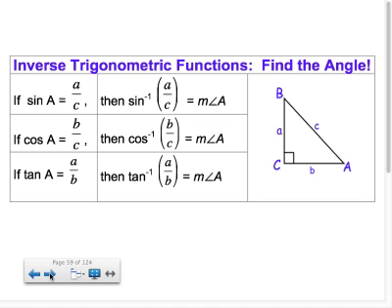Okay, so inverse trig functions, find the angle. You'll notice here it says if the sine of A equals A over C, then the inverse sine of A over C equals the measure of angle A, and the other two boxes say the same thing. The way I've always explained it is, when you set up this equation, if you know that you want this angle measure, the way you get rid of the sine is you take the inverse sine of both sides. Inverse functions cancel each other out. So if you have sine and inverse sine on the same side, they take care of each other.